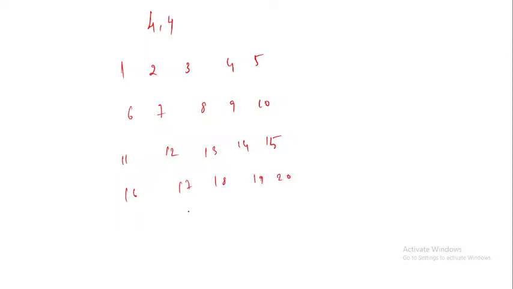So say for example, let me take a 4 cross 4 matrix. So 1, 2, 3, 4, 5, 6, 7, 8, 9, 10, 11, 12, 13, 14, 15. Sorry, this is a 5 cross 5 matrix. 16, 17, 18, 19, 20, 21, 22, 23, 24, 25.